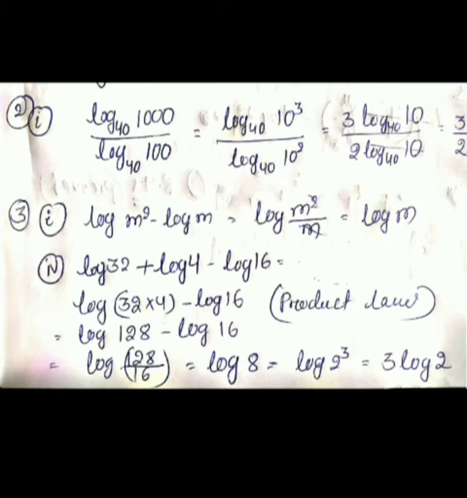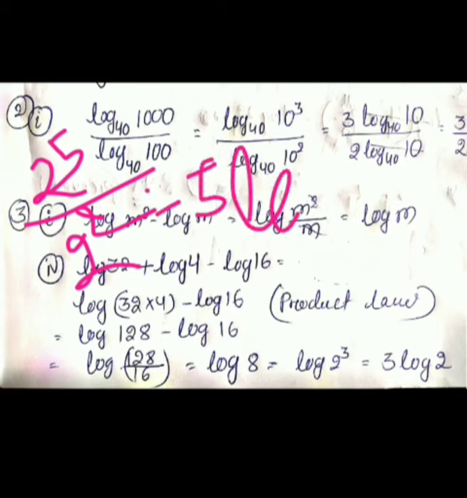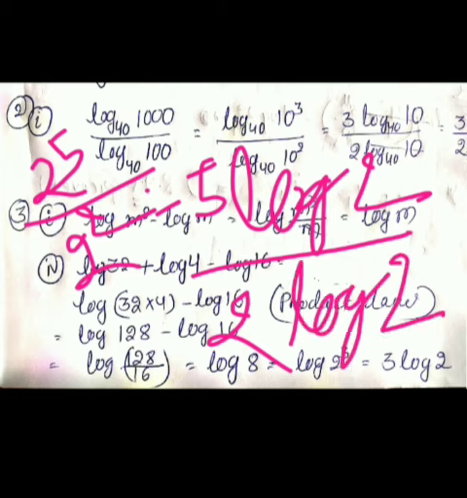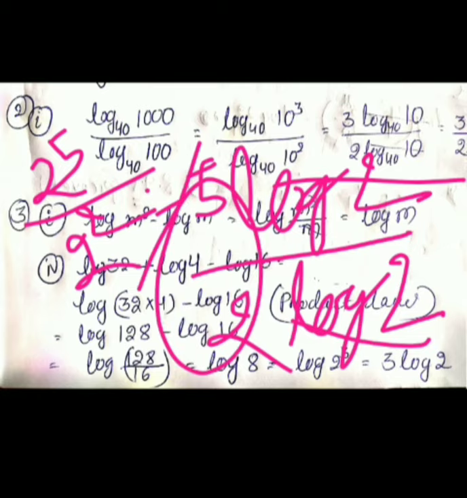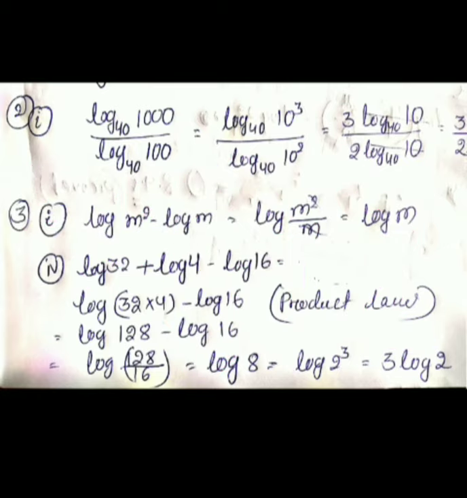Now question number 2, log of 32 by log of 4. 32 you can write as 2 to the power 5, by log of 4, which is 2 to the power 2. So that will be 5 log 2 by 2 log 2. So you will get what? 5 by 2.